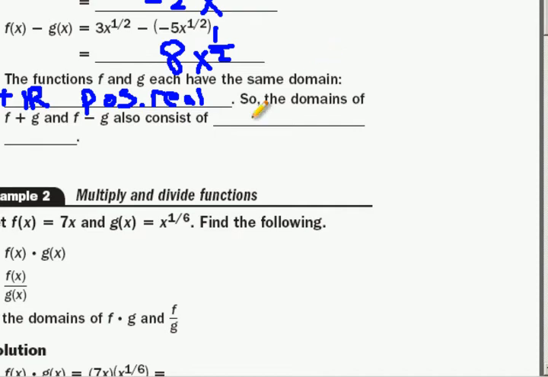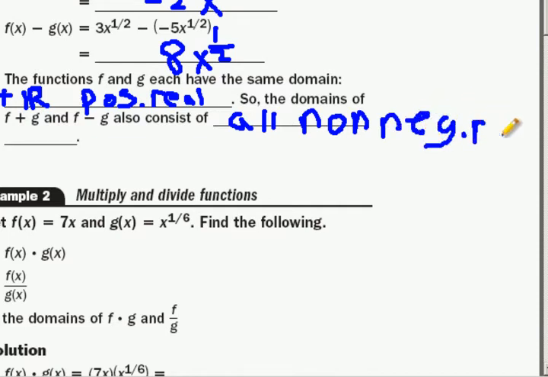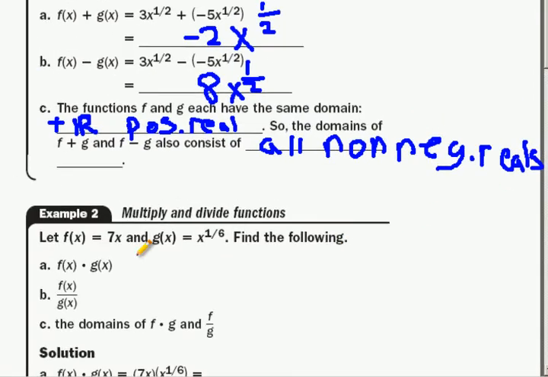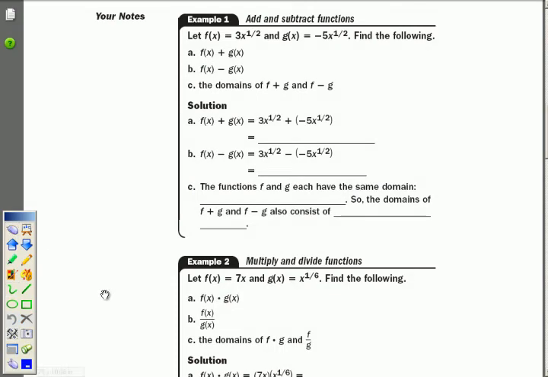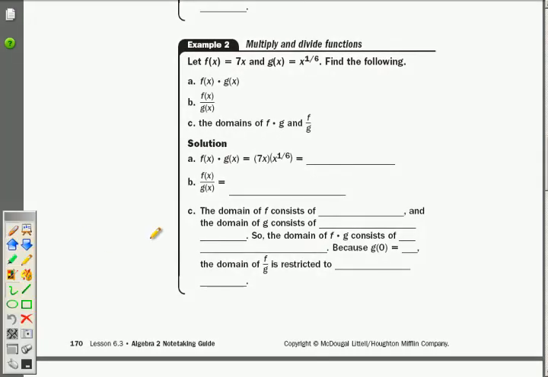So the domains of f plus g and f minus g have to be consistent with what the domains were of the others, so we're still talking about all non-negative reals. And so let's take a look at example 2 when we're multiplying. And then remember that division one, that's where the domain thing probably is more prominent.